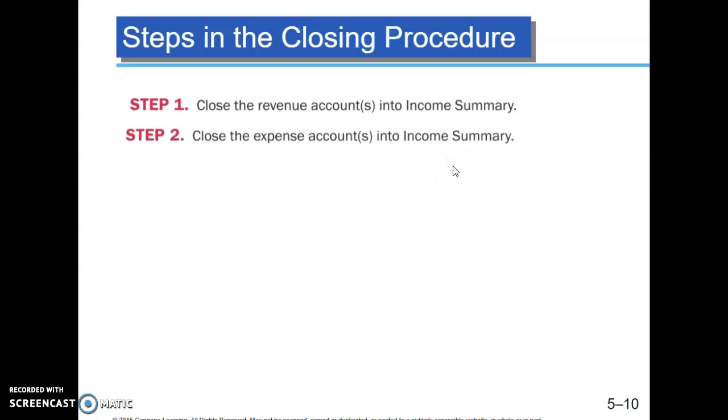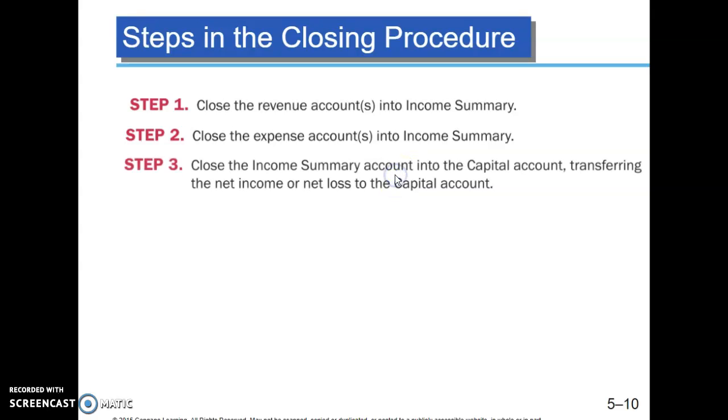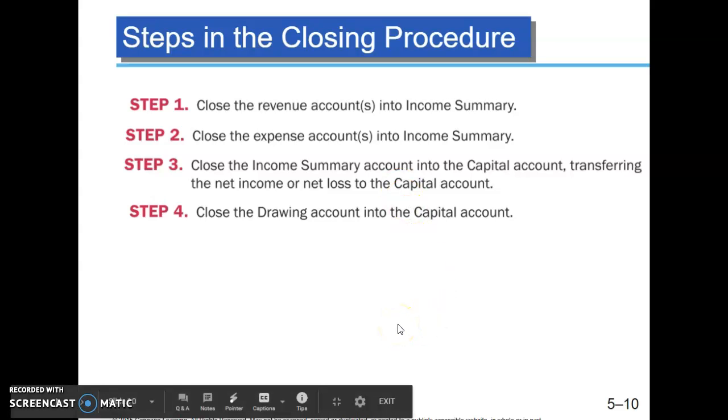Okay, you're going to close the expense accounts into the income summary. So you're noticing this new account here is called income summary. That's the account that we use essentially. It's called a contra account. That's what we use to close these temporary accounts. Third step is we close the income summary into the capital account. So if we had a net loss, that's going to make our capital go down. And if we had a net income, that's going to make our capital go up. So we're closing our net loss or our net income and transferring it into the capital account. And then step 4 is to close the drawing account, which in turn is going to reduce the capital.